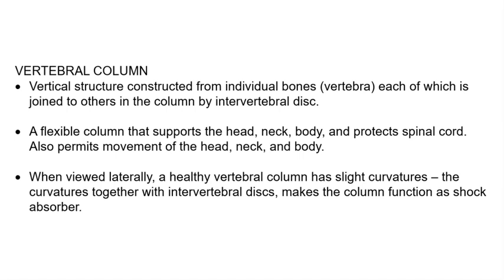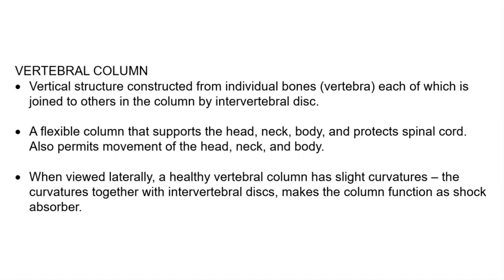The vertebral column is a vertical structure constructed from individual bones called vertebrae, each of which is joined to the others in the column by an intervertebral disc that's composed of fibrocartilage. It is a flexible column that supports the head, the neck, and the body, and in addition it protects the spinal cord as well. Many muscles of the neck, trunk, and abdomen will connect to the vertebral column as well, so it also allows for movement of the head, the neck, and the thorax and abdomen.